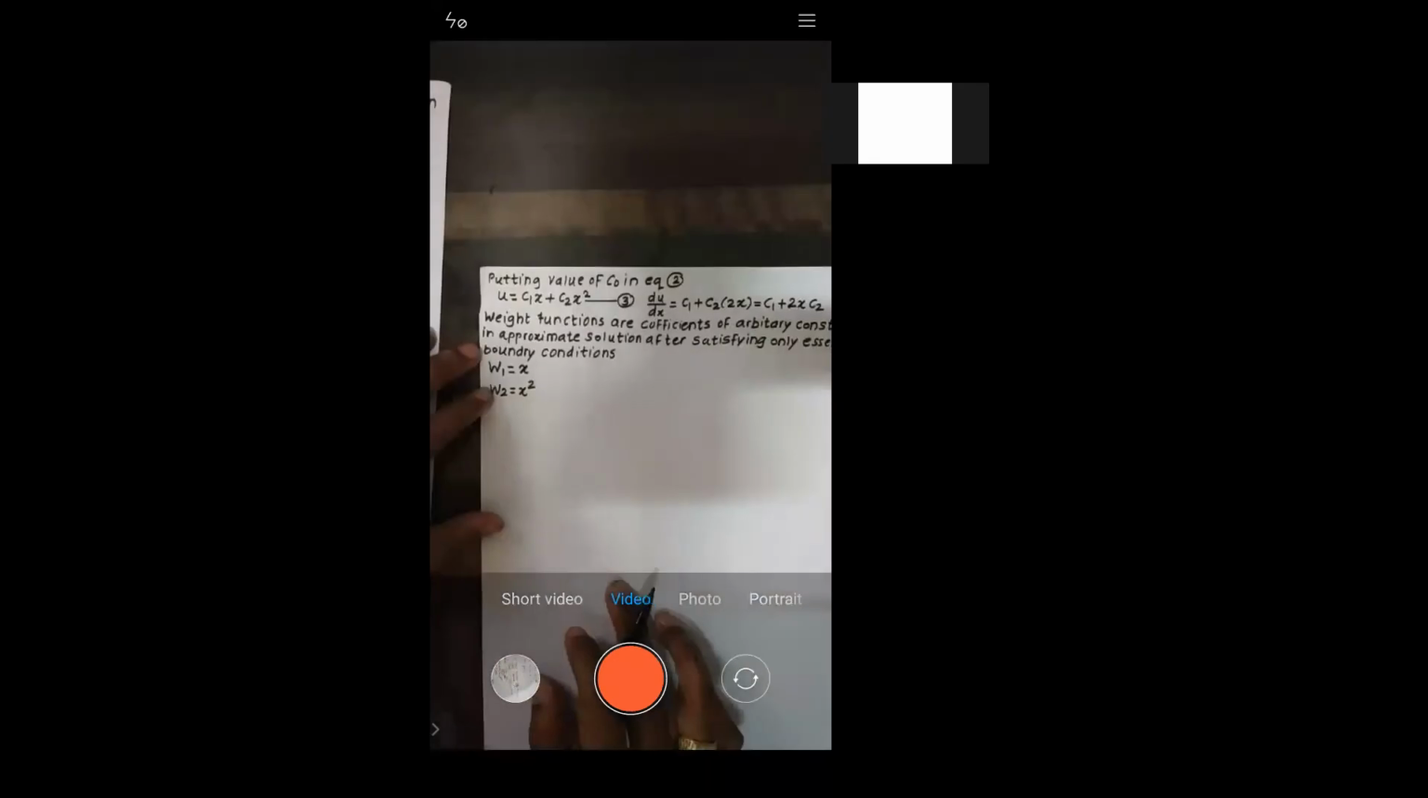So I'll take the first weight function as x. I will take the second weight function as x square. Yes or no? Because there are two constants, obviously there will be two coefficients. So you have these weight functions, right? Let me know.